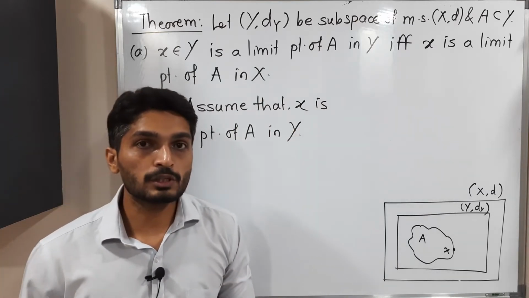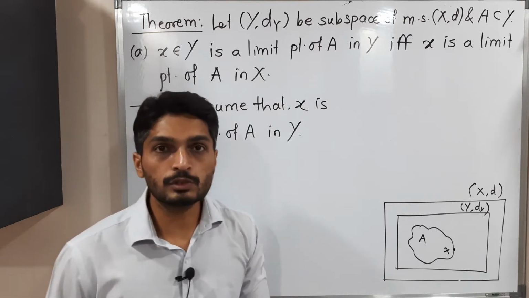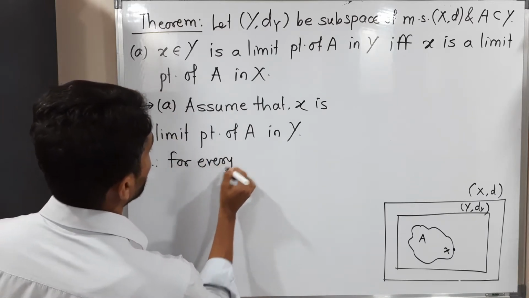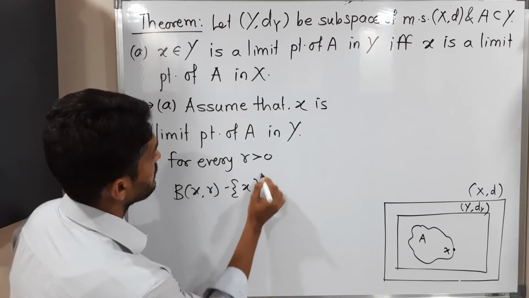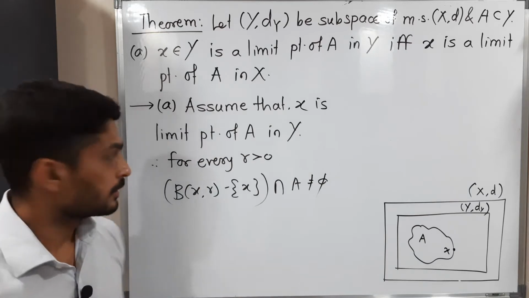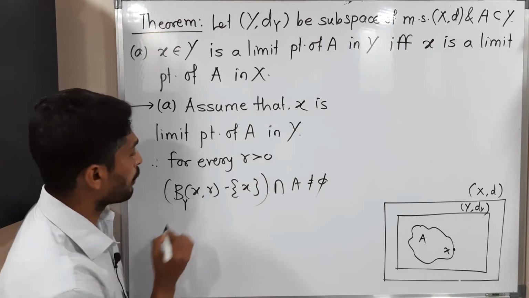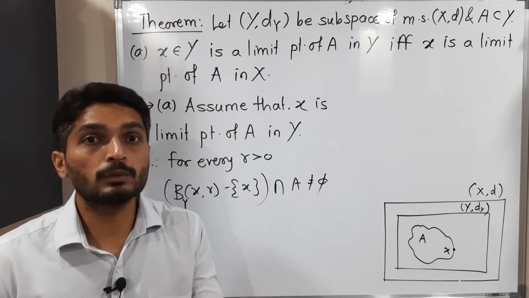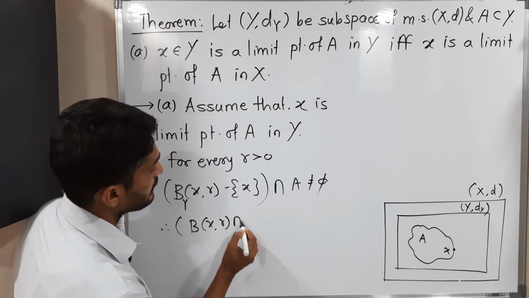So what is the given information? x is a limit point of A in Y. You are familiar with the definition of limit point, so let us use it. Therefore, for every r greater than 0, B(x,r) minus singleton x, intersection A, is not equal to phi. Since it is a limit point in the subspace Y, we should take an open ball in the subspace Y only. You know well how to express an open ball in Y: that is nothing but the open ball in X intersection Y.